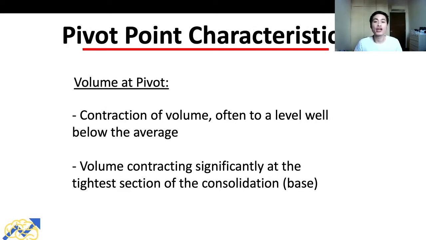One of the main pivot point characteristics is the volume at the pivot. At the pivot, we want to see a contraction of volume, often to a level well below the average. And the significant contraction in volume should also ideally correspond to the tighter section of the consolidation or the base. Let's take a look at an example of a pivot point.